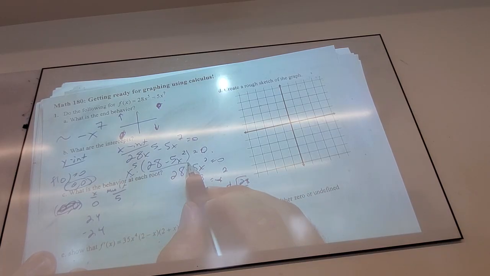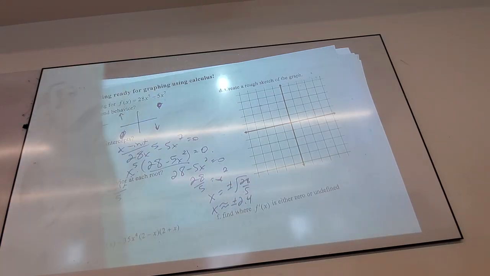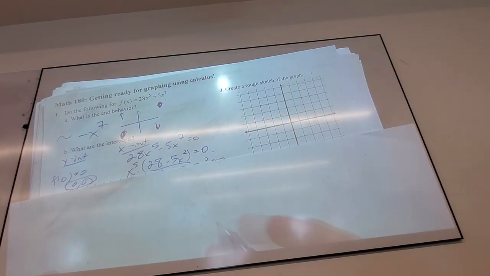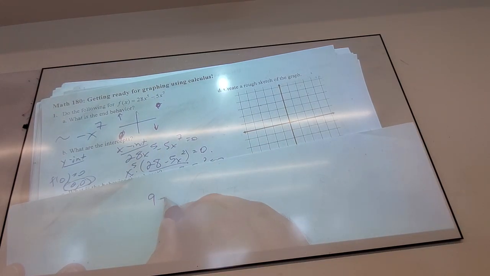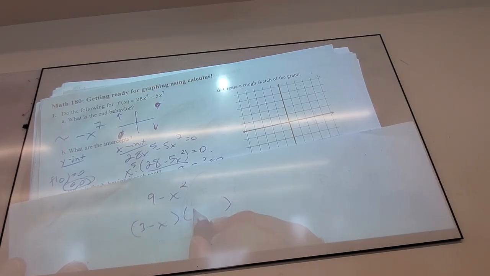Couldn't you factor this? Believe it or not, you could. In fact, it's easy to factor this. You ready? Look, kids. How do I factor, real quick guys, 9 minus x squared? 3 minus x, 3 plus x.